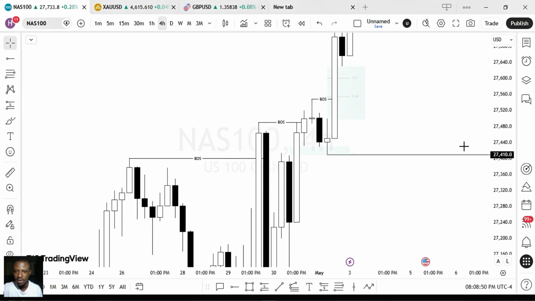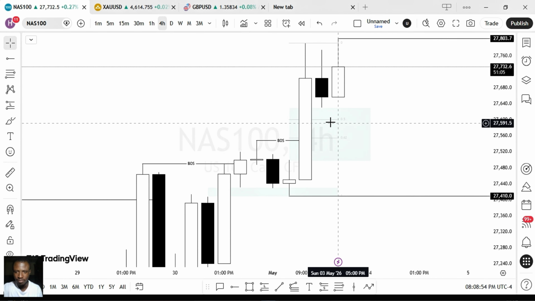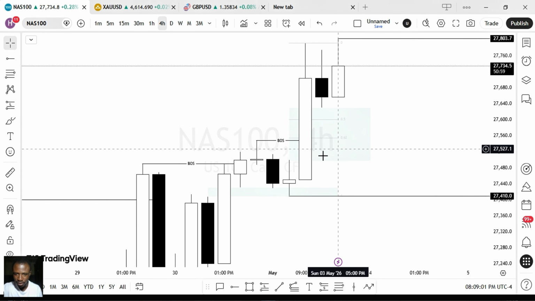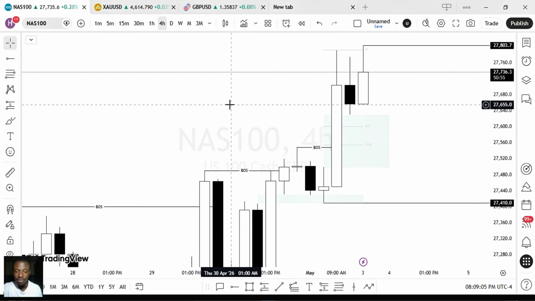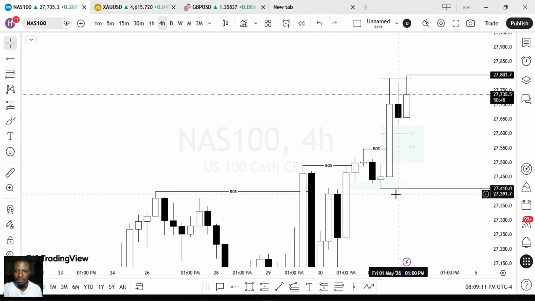So what is my expectation? I've already marked out my Fibonacci retracement tool, the 0.5 and 0.6 retracement levels. That's where I'm looking to take my trade for this particular pair, and that could happen maybe during the New York session or even during the London session. And this is actually my day trade for today. But for now, overall, I'm still very bullish.